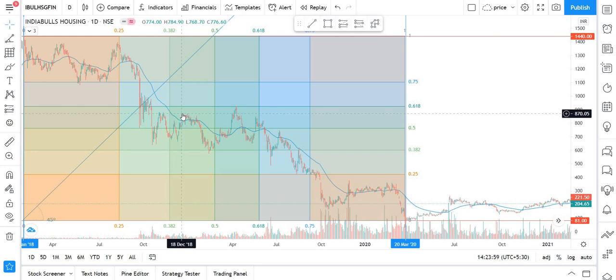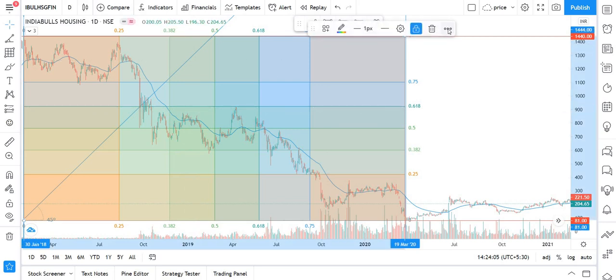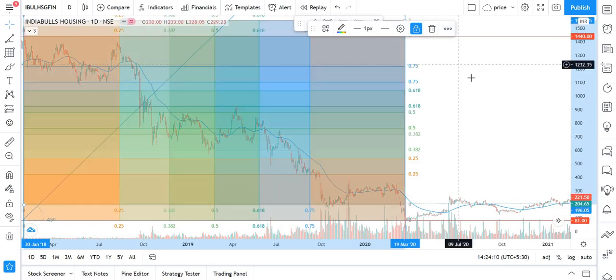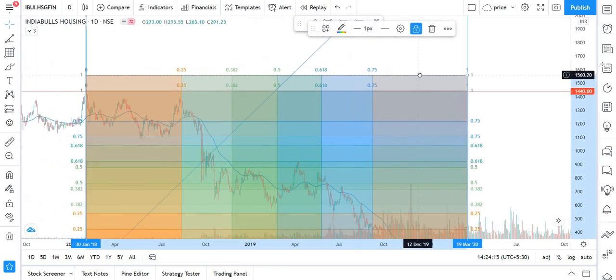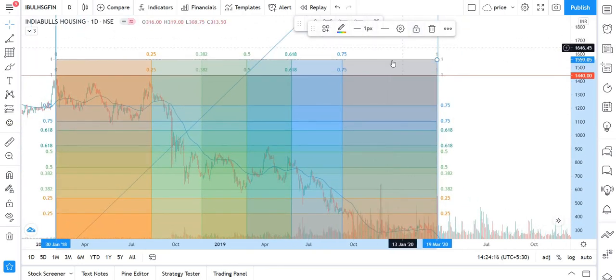Now let's do one thing, and that is we have to clone this Gann box. Here we'll go and clone. So the clone of our Gann box has been made. We have to unlock it first, and then we can easily put it.